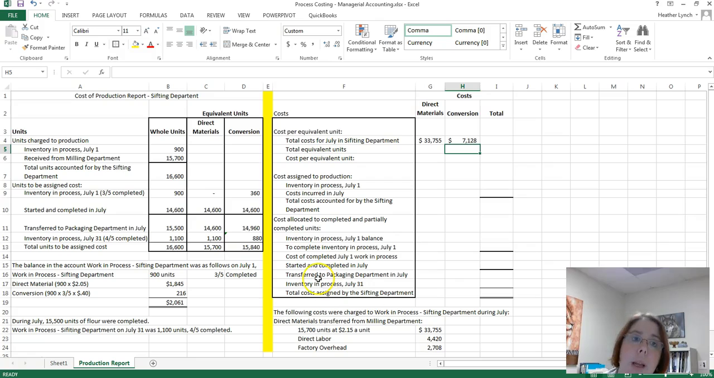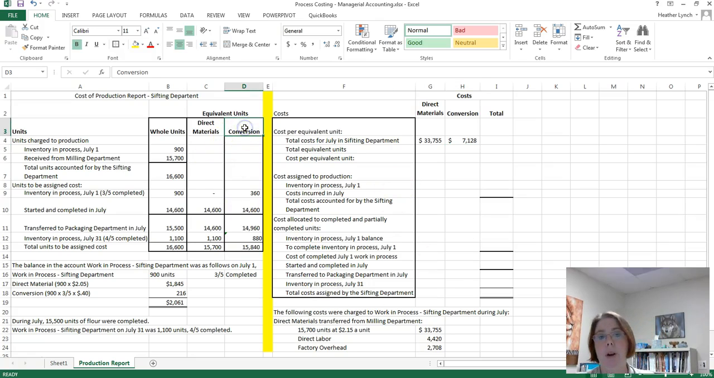Your conversion is your direct labor plus your factory overhead. And you may, in this textbook and the other ones, they put direct labor and factory overhead together. Don't be surprised if some companies actually separate conversion into direct labor and factory overhead. So we actually would have had 3 costs to account for versus just the direct material and conversion. Okay, so it does happen.